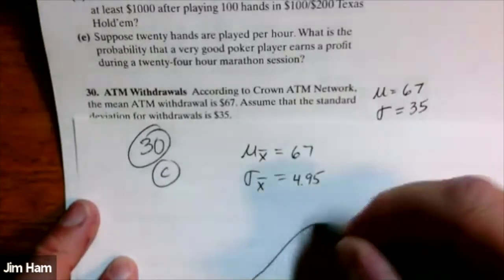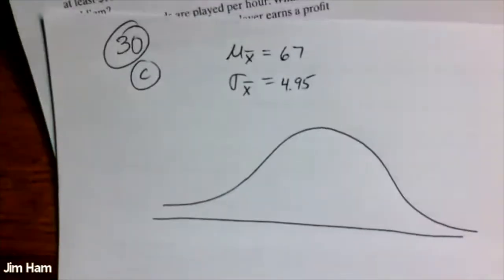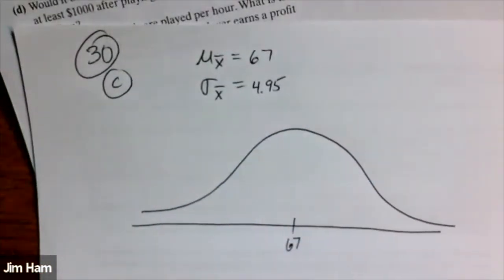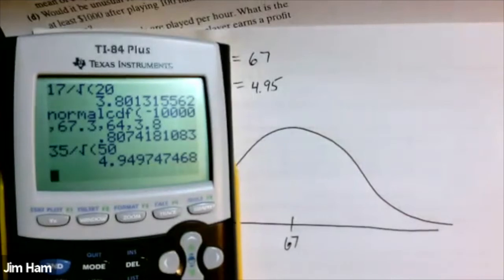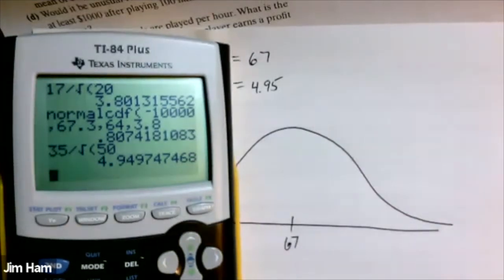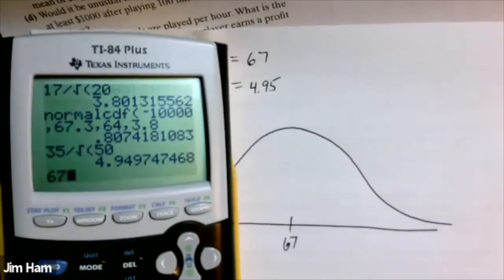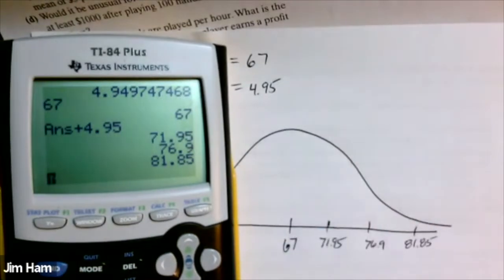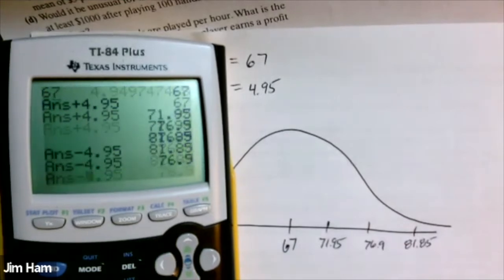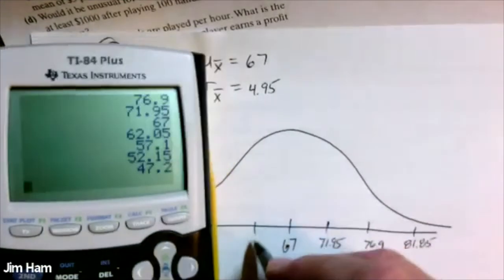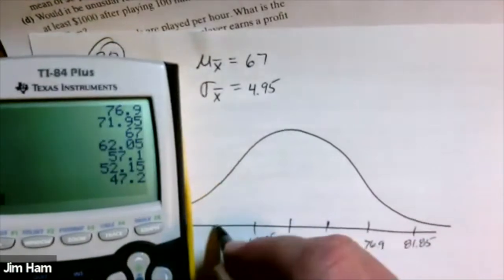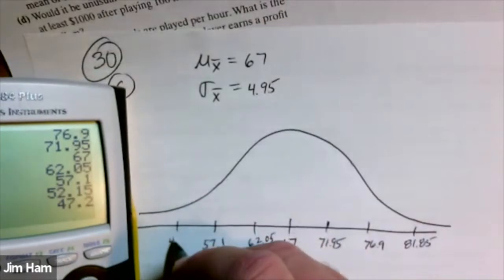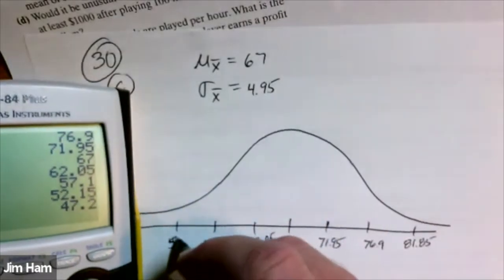And we draw our normal curve with 67 in the middle. And I'm not going to take any chances at calculating things incorrectly, but let me just take 67 and then add the 4.95 once, twice, 3 times. And then do the same thing, but subtract to get the numbers on the other side. 62.05, 57.1, and 52.15.